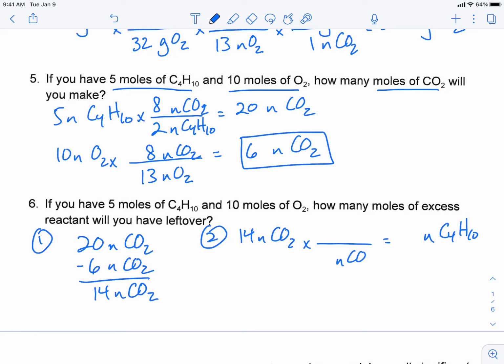Moles of CO2 are going to go on the bottom. Moles of C4H10 go on top. This was 2 and this was 8. All right. So 14 times 2 is 28, divided by 8 gives us around 3.5. Again, there's multiple ways of finding this out, and we should end up with the same answer. All processes finding excess require 2 steps.